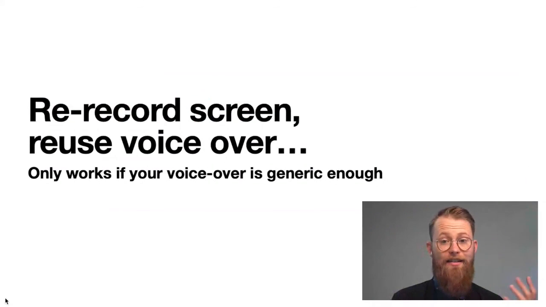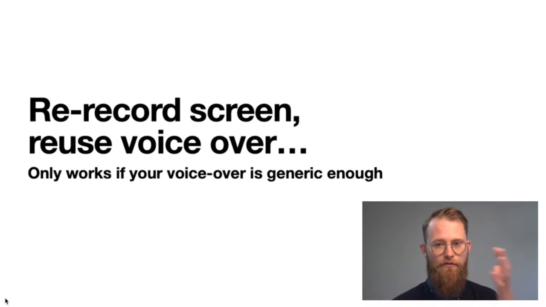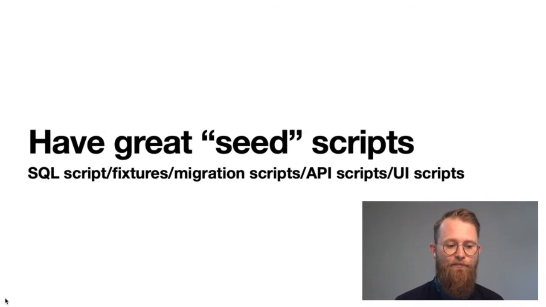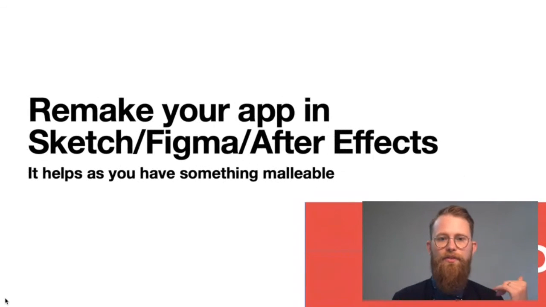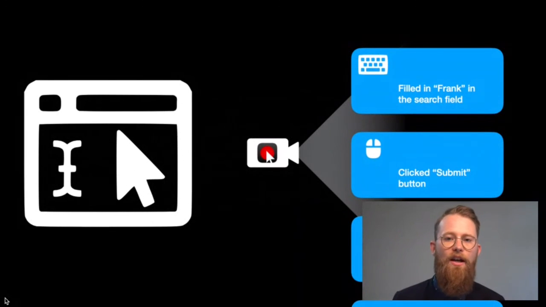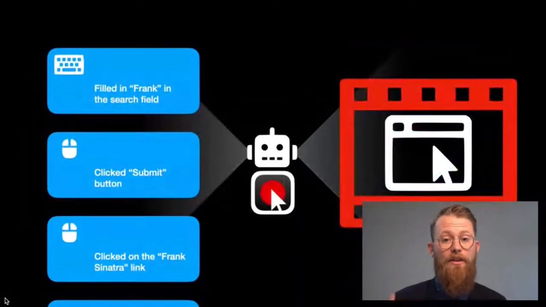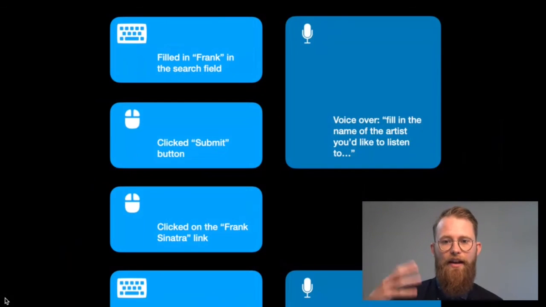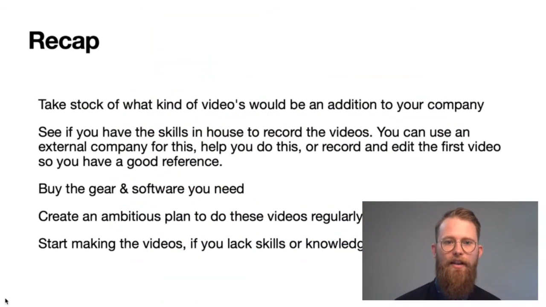I hinted at reusing your audio a little bit earlier, keeping things generic, and then you can reuse your audio and just re-record your screen. So there's some seed scripts, some ad agencies remake everything in After Effects, and then in our case, because we know exactly which things you've clicked on, we can use a bot to then re-record everything. So that's how we do some things.